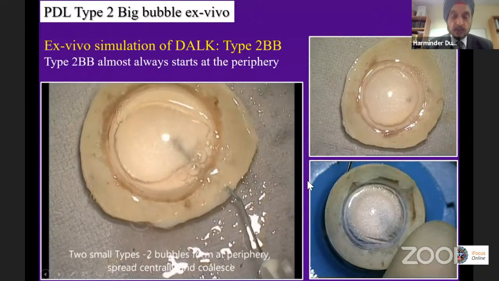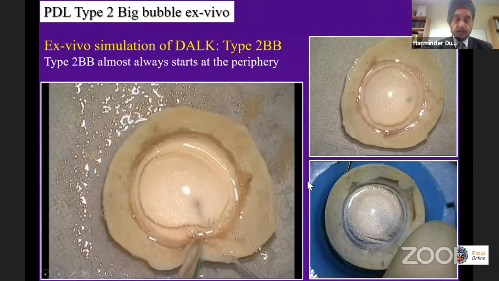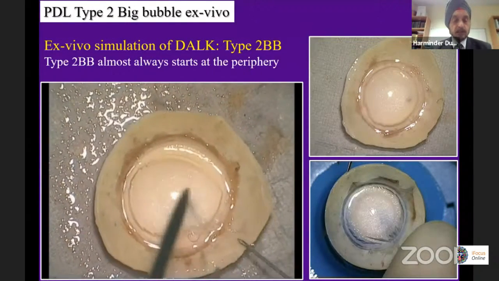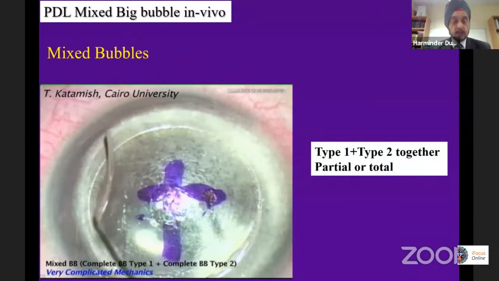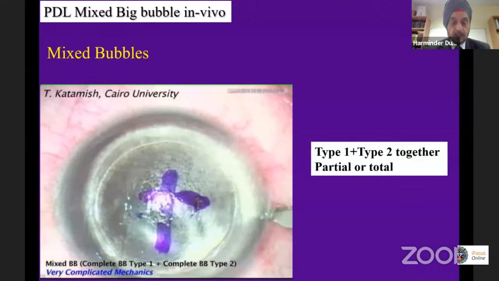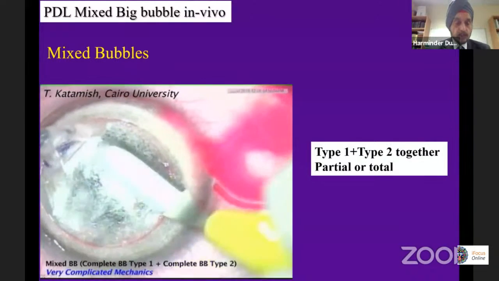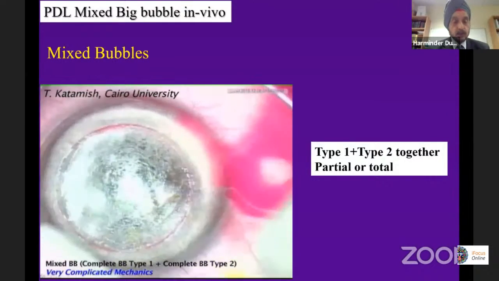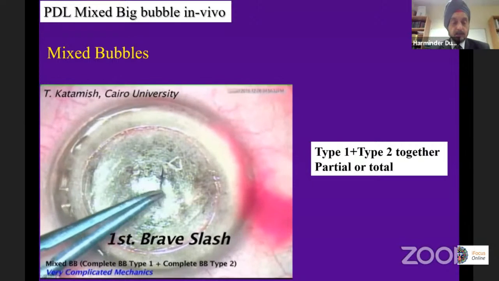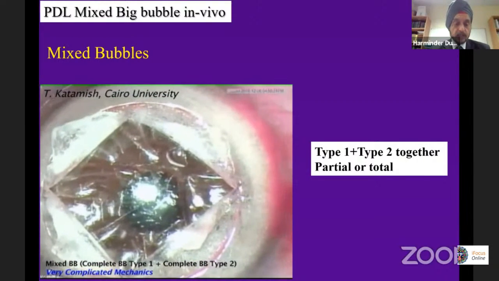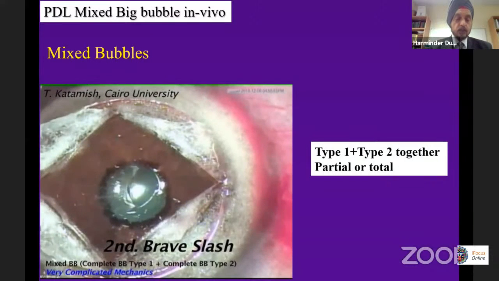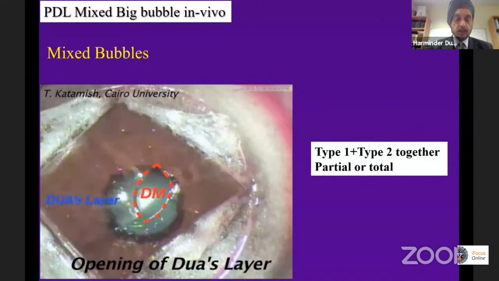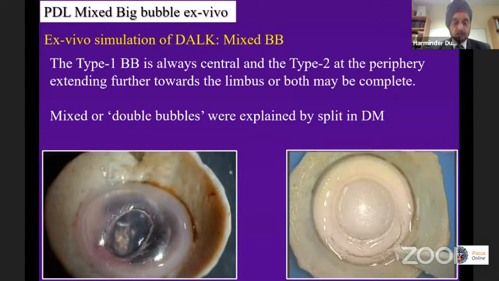Now, these features that I'm pointing to will all have a bearing on our understanding of the corneal anatomy and its relevance as we move forward. And this is one video from Dr. Katamish, and he's showing you the mixed bubble where he deflated the bubble, but there was still more air. Then he cut it and then deflated yet another bubble. And that we call a type 1 and a type 2 occurring together, which is the mixed bubble. And here you can see examples of that.